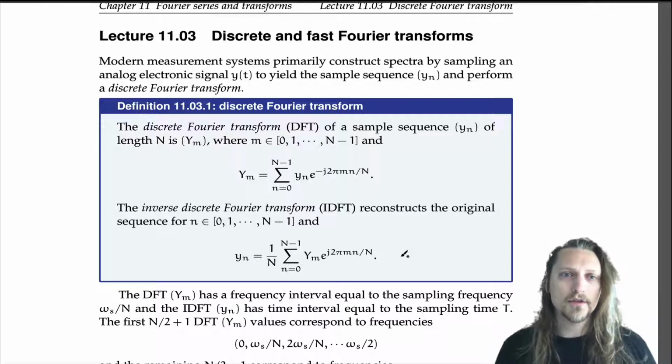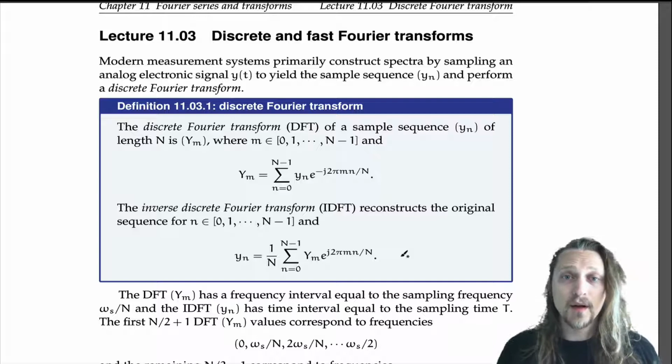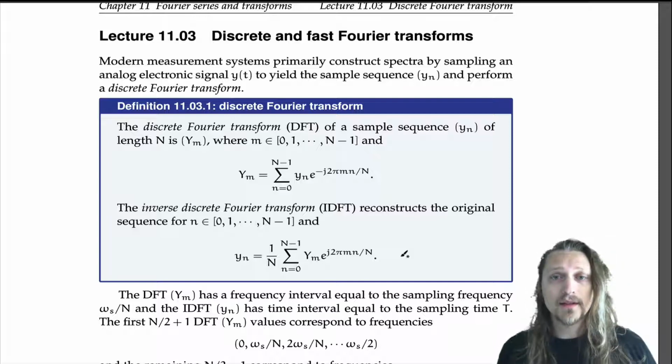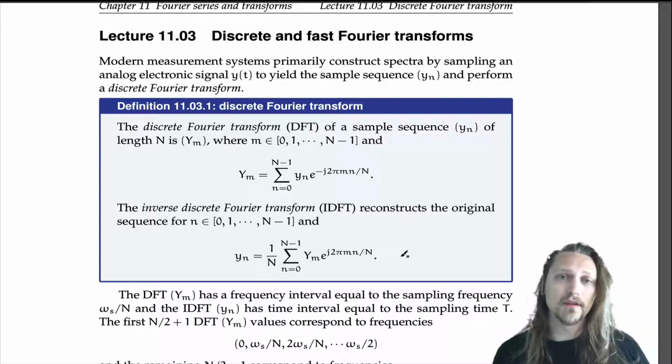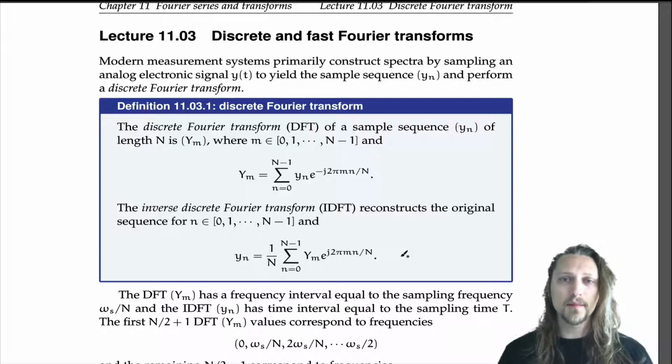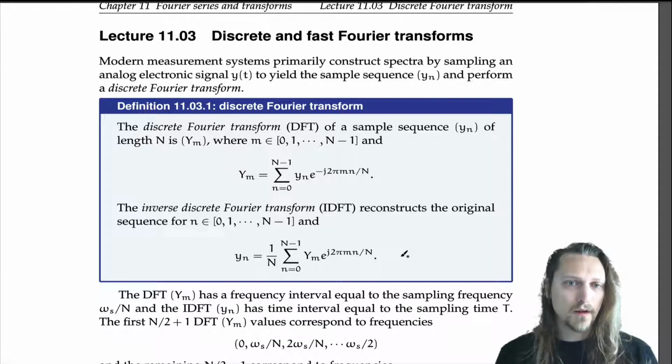This is lecture 11.3, Discrete and Fast Fourier Transforms. Modern measurement systems primarily construct spectra by sampling an analog electronic signal y(t) to yield the sample sequence y_n and perform a discrete Fourier transform, for which we will now look at the definition.